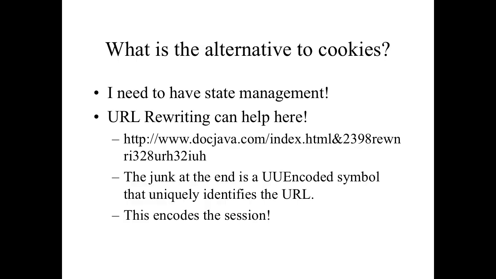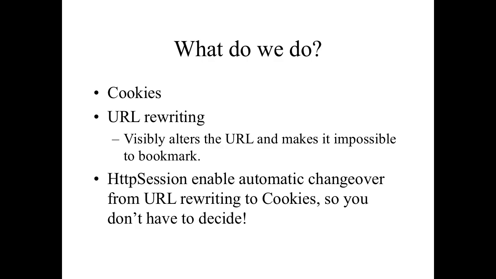URL rewriting will typically start with a normal looking URL, and then it will add some kind of gobbledygook at the end, perhaps after an ampersand. And that junk at the end, that's what they call a UU encoded symbol. UU means Unix to Unix. The encoding is in base 64, and this will uniquely identify the URL and encodes the session. So I can do cookies or URL rewriting to visibly alter the URL, but now I can't bookmark my locations because my bookmarks will contain odd-looking gobbledygook.